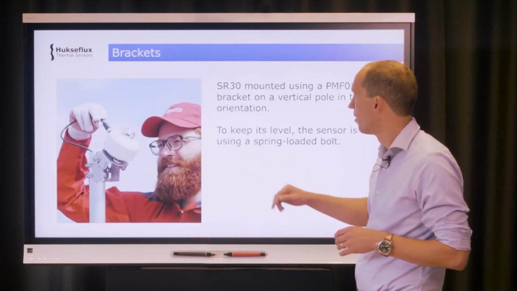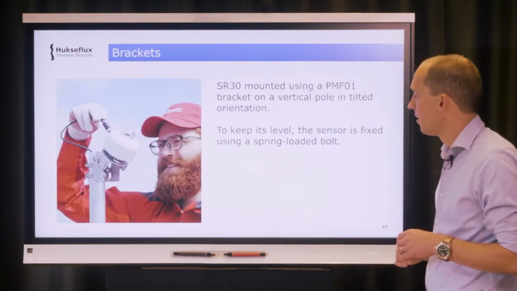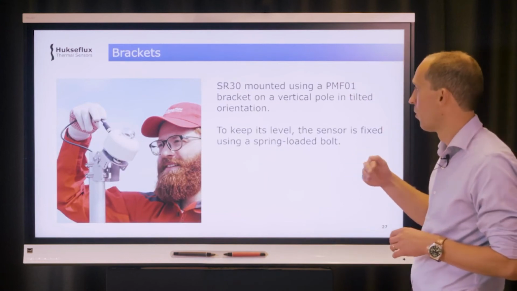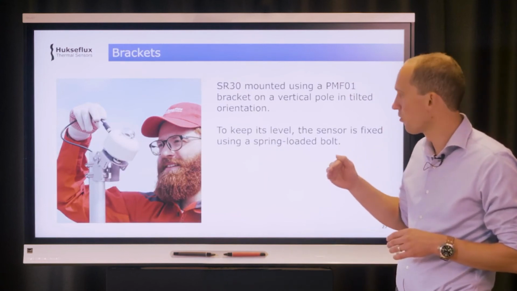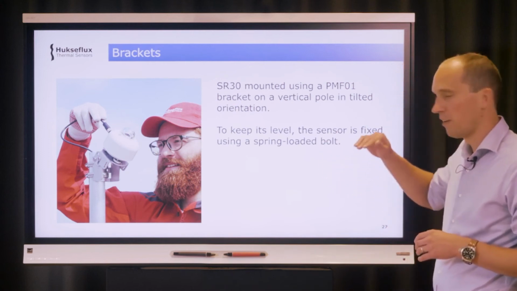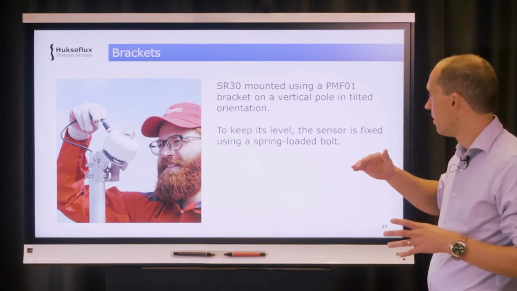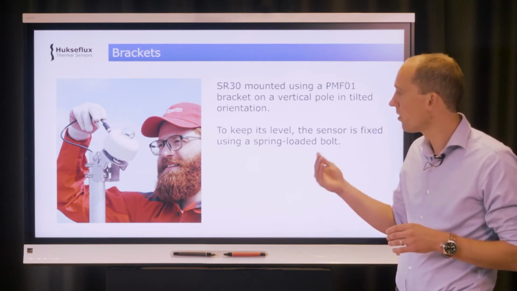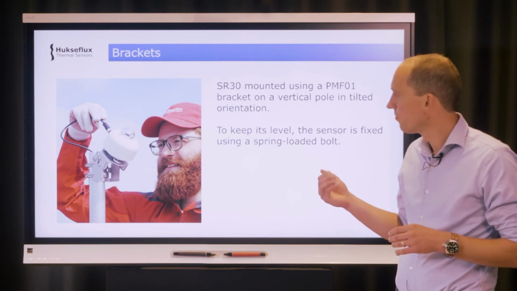For example, this is a picture of an SR30 instrument using a PMF001 bracket to mount this instrument on a vertical pole, where you can actually control the angle and fix the sensor once it's level in the right tilt angle with a spring-loaded bolt.